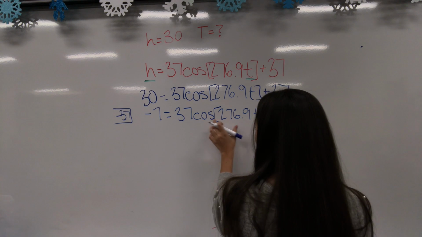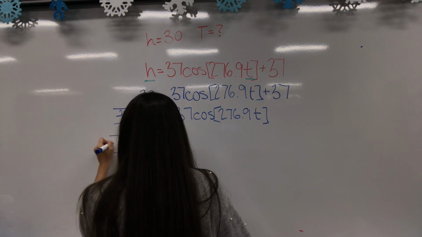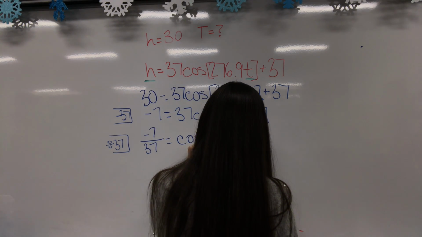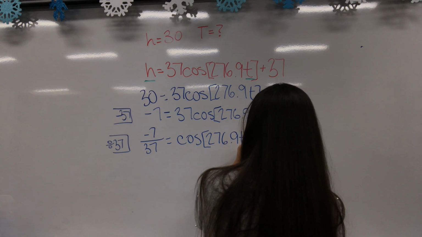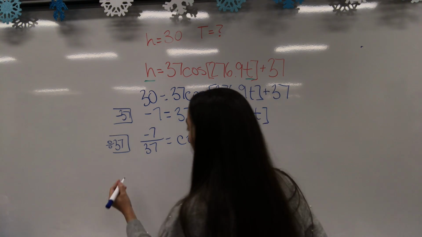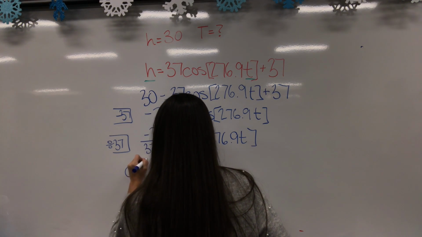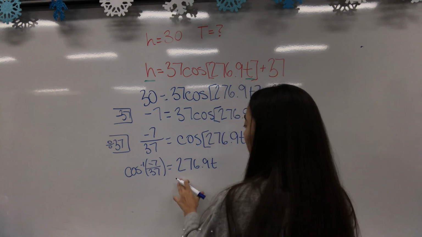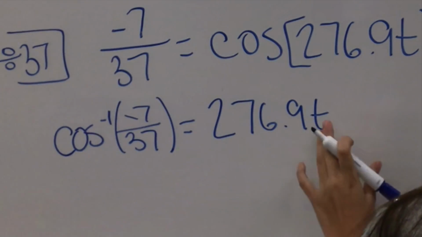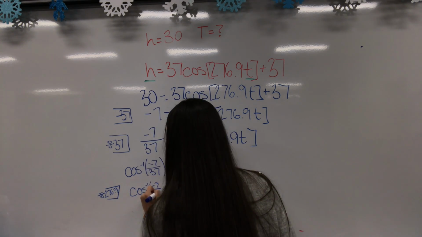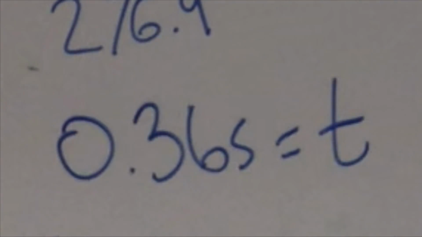And next we're going to divide this whole thing by 37. And I'm just going to leave it as a fraction so it's easier to solve later. So now to solve for this, we're going to do cosine inverse of negative 7 over 37. Next, we're going to divide by 276.9 to isolate our variable. And when you solve for that, that comes to 0.36 seconds.